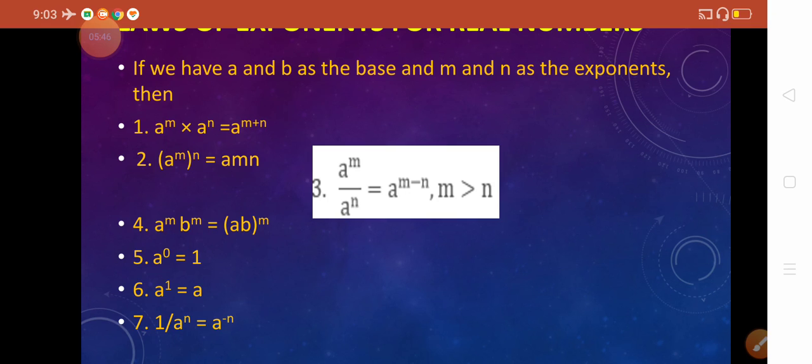This is the complete introduction of Exercise 1.6. In the next session we will start our Exercise 1.6.